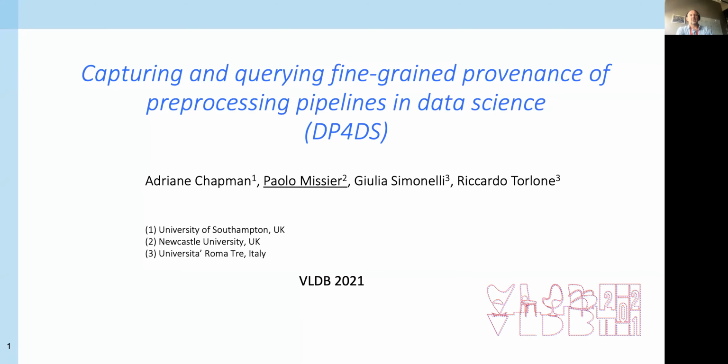Hello and welcome to our talk on DP4DS, which stands for Data Provenance for Data Science. The real title is up there on the slide. This is joint work with Adrian Chapman at Southampton, Giulio Simonelli, who is a former master student of Professor Riccardo Torlone at University di Roma III in Italy, and myself, Paolo Missier at Newcastle.